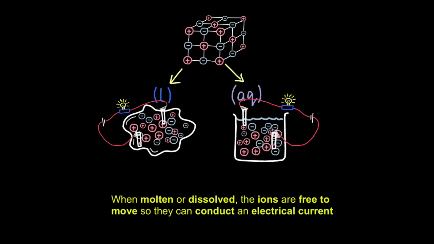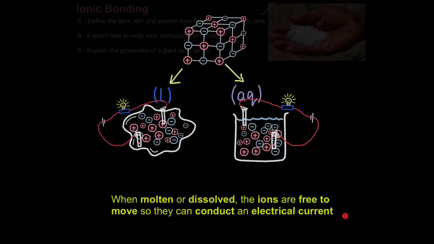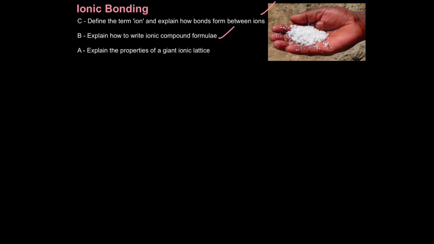But in an exam, you just need to write, when molten or dissolved, the ions are free to move, so they can conduct an electrical current. So that is how you explain the properties of giant ionic lattices.